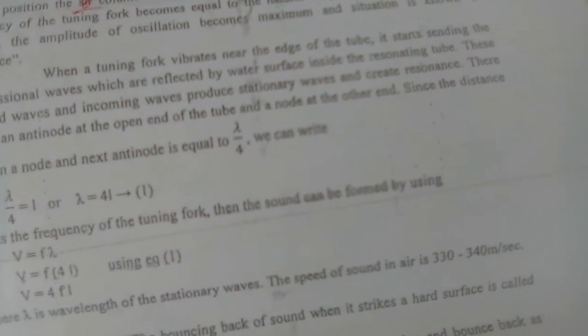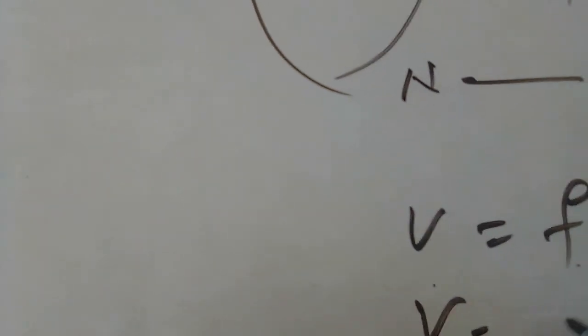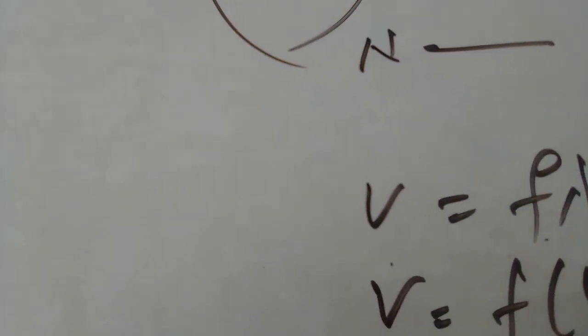We get lambda by 4 is equal to L. So lambda is equal to 4L. F is the frequency of the tuning fork, and then the speed of sound can be found by using the relation V is equal to F lambda. Because lambda is equal to 4L, V is equal to F into 4L.